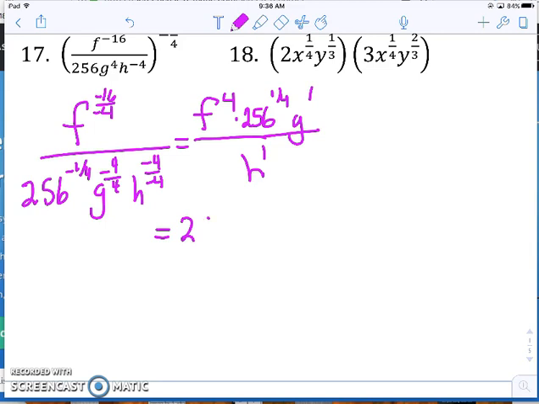So let's rewrite that to make it a little neater. So we got 256 to the 1/4, f to the 4th, g to the 1st divided by h to the 1st.